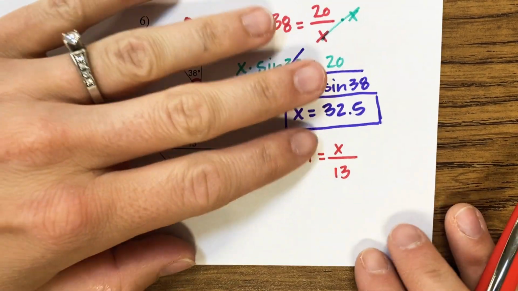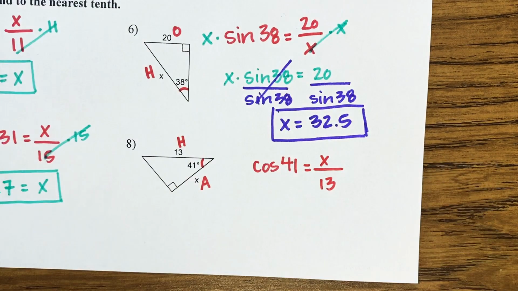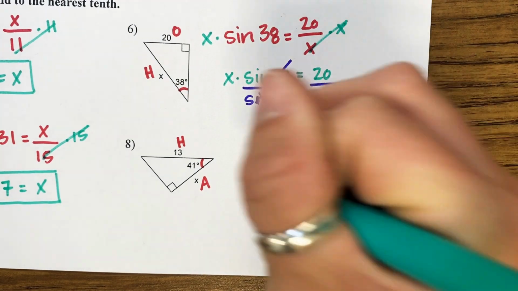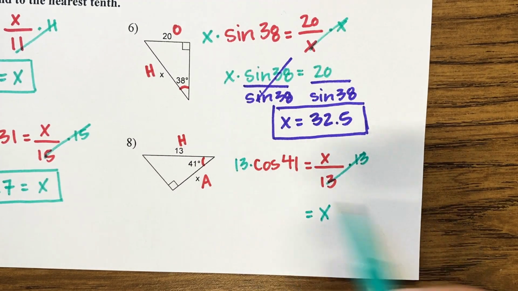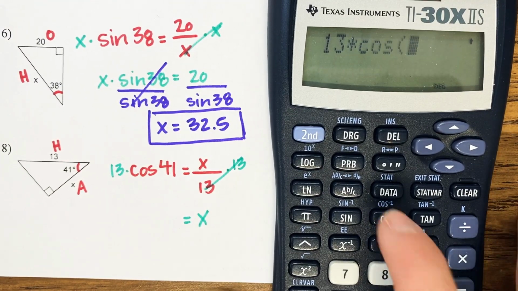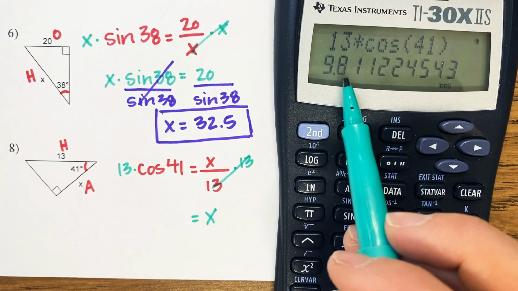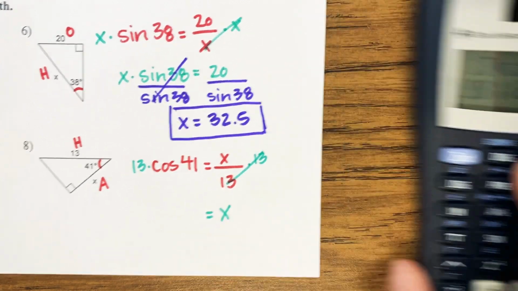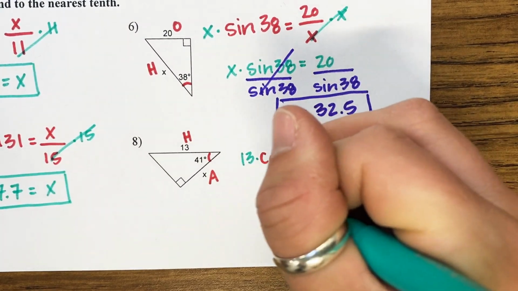Okay, let's look at our side with our x. One step to get x by itself. What is the opposite of divide by 13? We are going to multiply by 13 on both sides. So that gives me my x by itself. I just need to punch this into my calculator. So I get 13 times cosine button of 41 equals 9.81. The 1 is below 5, so that 8 is going to stay an 8. So our final answer is 9.8. And there we go.